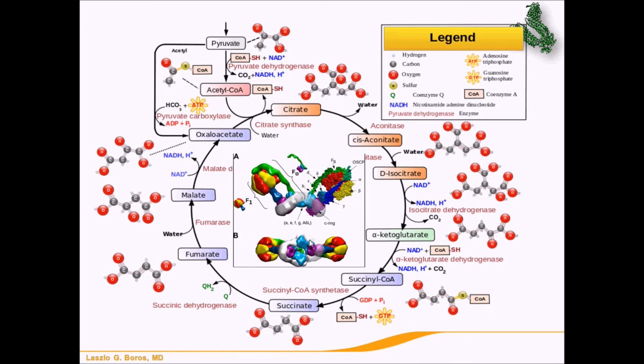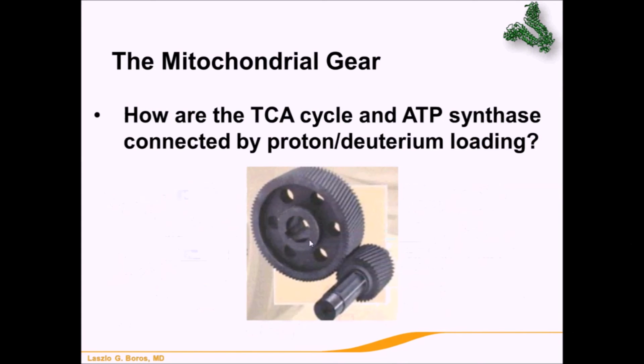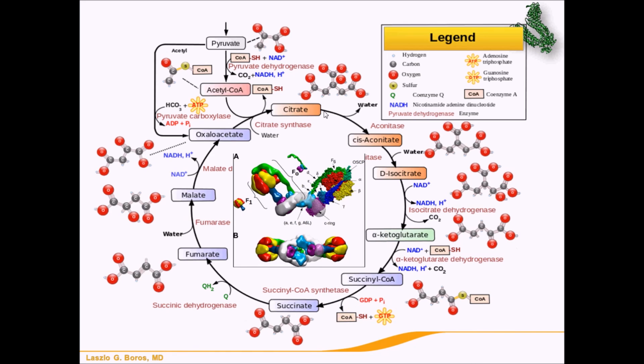Now, another interesting element of the TCA cycle and ATP synthase is how the two reactions are actually coupled, meaning that the TCA cycle turnover is providing sufficient protons to run the ATP synthase, but it never exceeds the capacity of ATP synthase, or if it does, then there's an uncoupling event which is always associated with some drug action or some health compromise, some defects in metabolism.